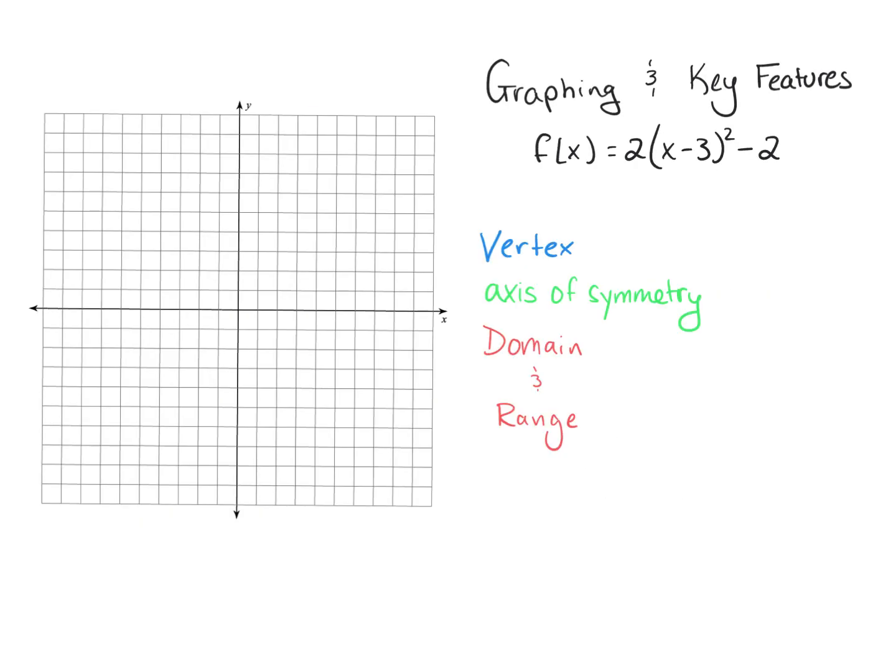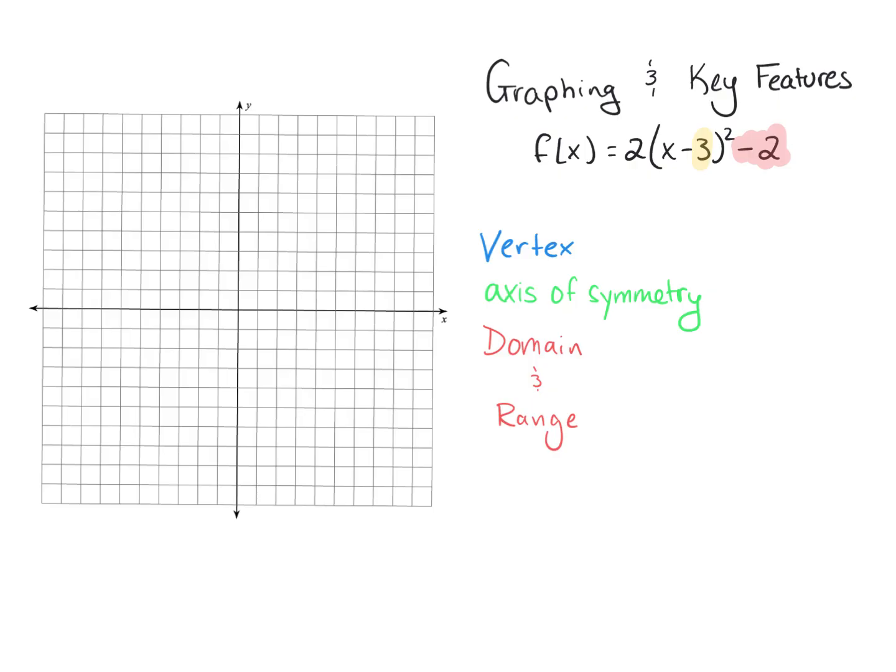All right, so let's take some time to see how we can use all of this information to help us graph and identify some key features of our quadratics. So starting off strong, we have our vertex form here. We have 2 times x minus 3 squared minus 2.